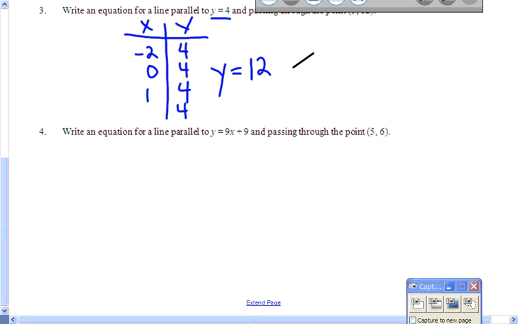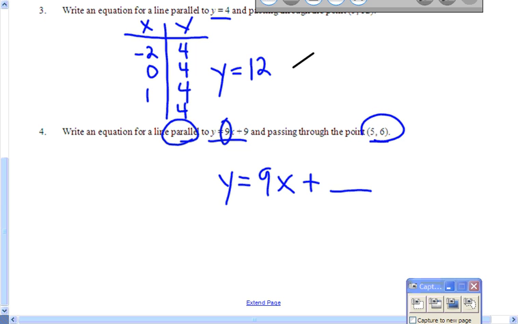All right, and the last one, write an equation for a line parallel to y equals 9x plus 9 and passes through the point 5, 6. Well, if it's parallel, that means we need this slope, 9. So our equation is going to look like this, 9 times x plus some y-intercept. And if I want it to pass through the point 5, 6, I substitute 5 in for x, multiply 9 times 5, and when I add the y-intercept, it has to equal 6, the y value.